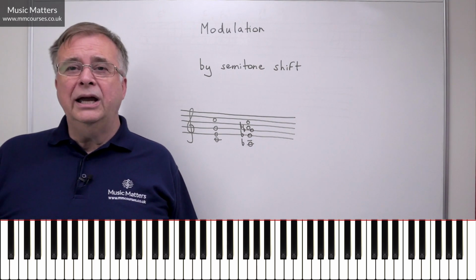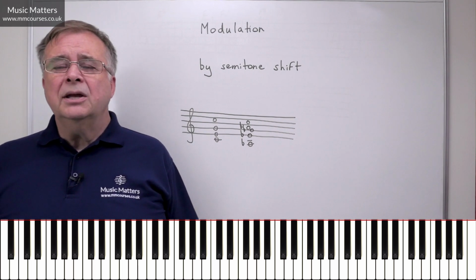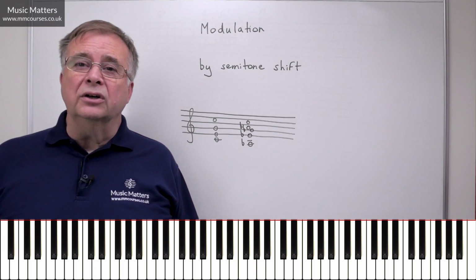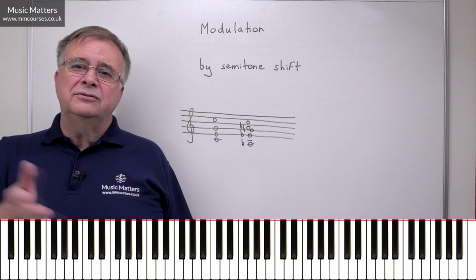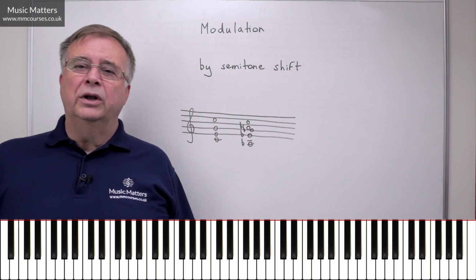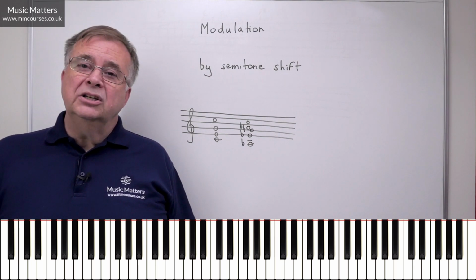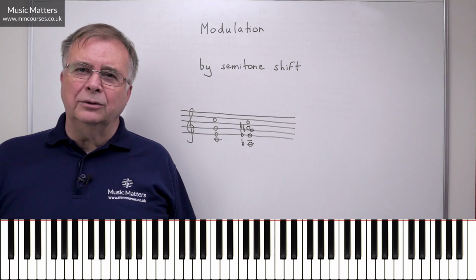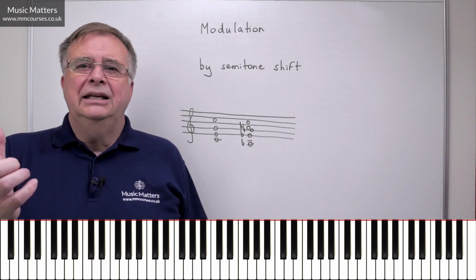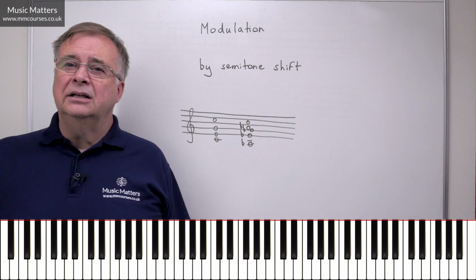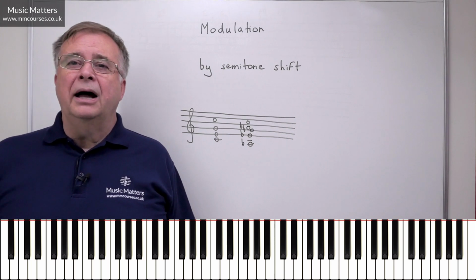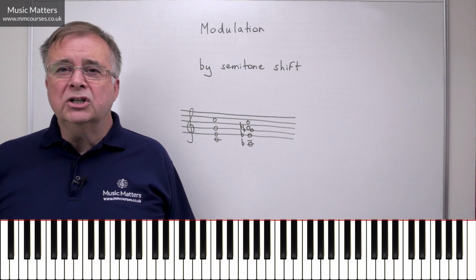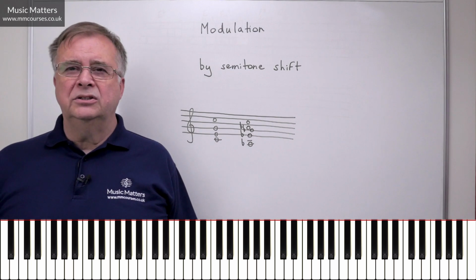Something that happens in a lot of songs is that you have the first verse and maybe the first chorus in one key, and then it shifts up a semitone just to give the whole song a bit of a lift. It would happen in a lot of pop music. It might happen in worship songs in church, lots of different contexts where you might want to do this.